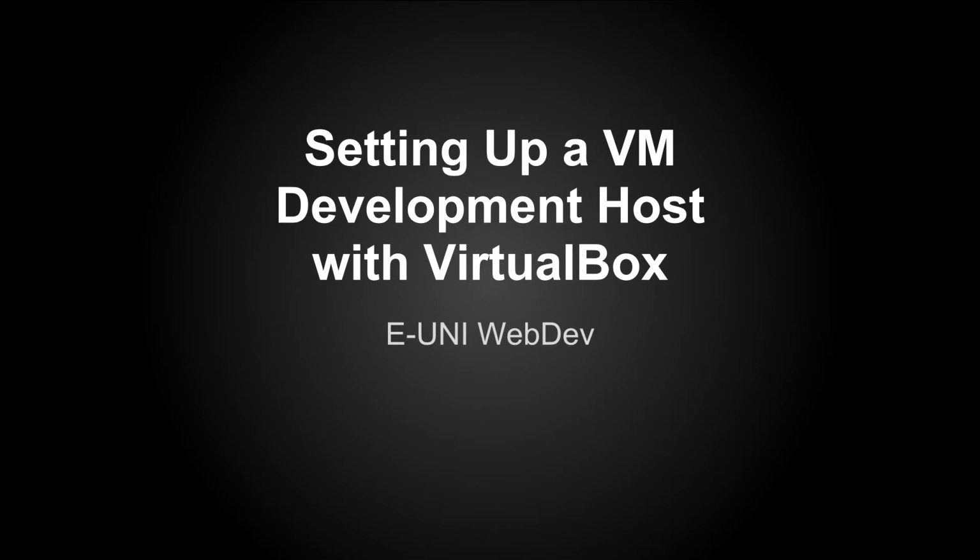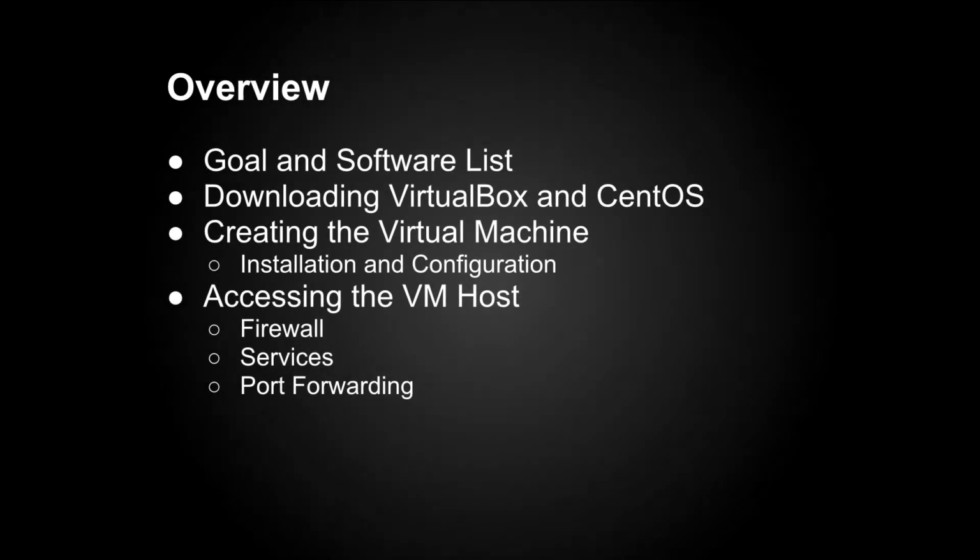virtual system using VirtualBox. So in this video, we're going to be talking about our final goal for what we want to do. What do we want to set up, and what is the list of software that we're going to need to do it. We'll talk about where and how to download both VirtualBox and CentOS, or as we'll see later, you could install whatever other operating system that you want. And also we're going to be going over how to create the virtual machine and then set it up so that we can access it from the outside.